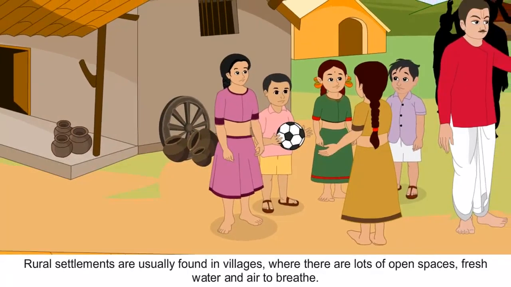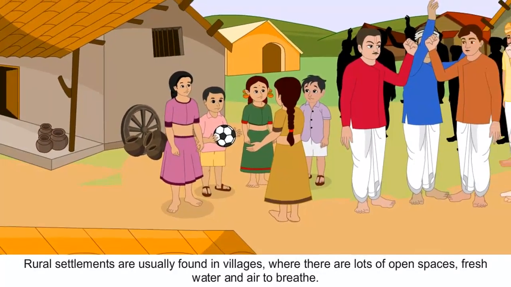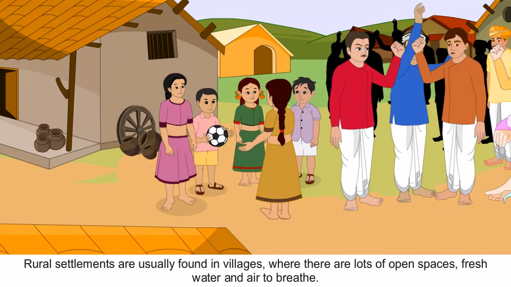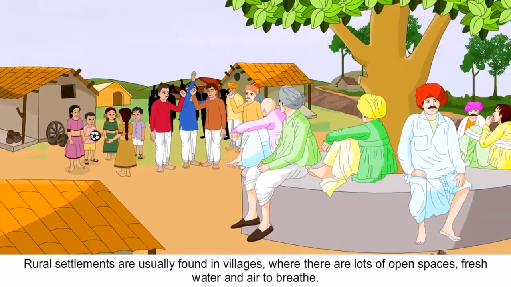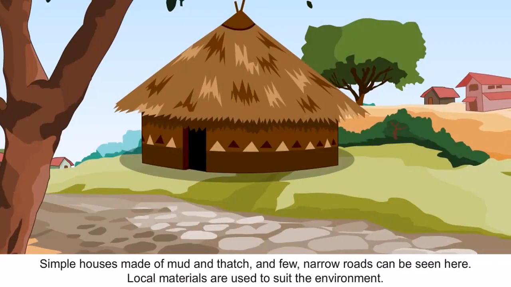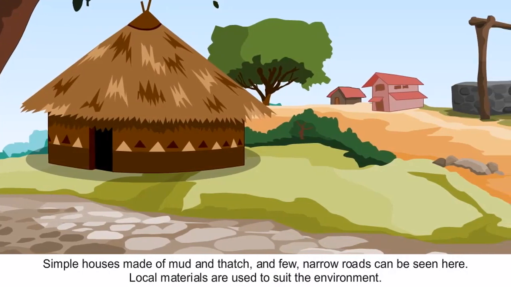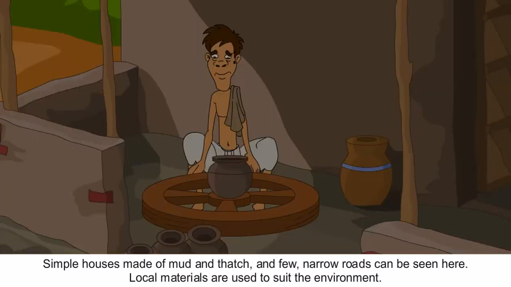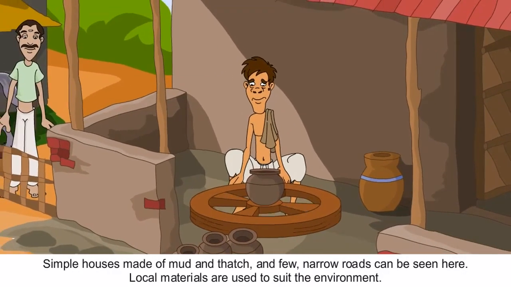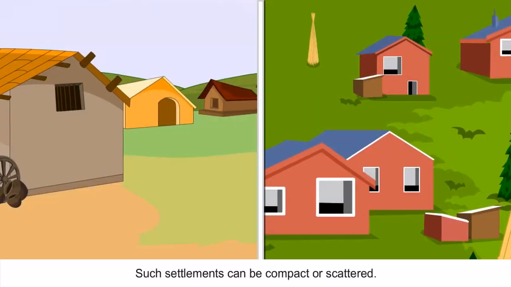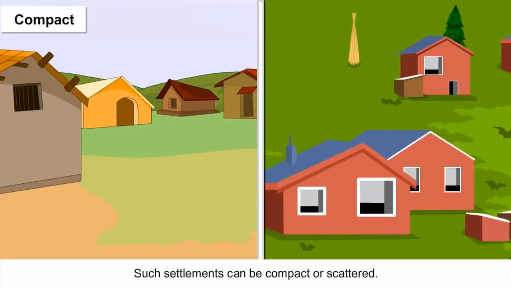Rural settlements are usually found in villages where there are a lot of open spaces, fresh water, and air to breathe. Simple houses made of mud and thatch and few narrow roads can be seen here. Local materials are used to suit the environment. Such settlements can be compact or scattered.